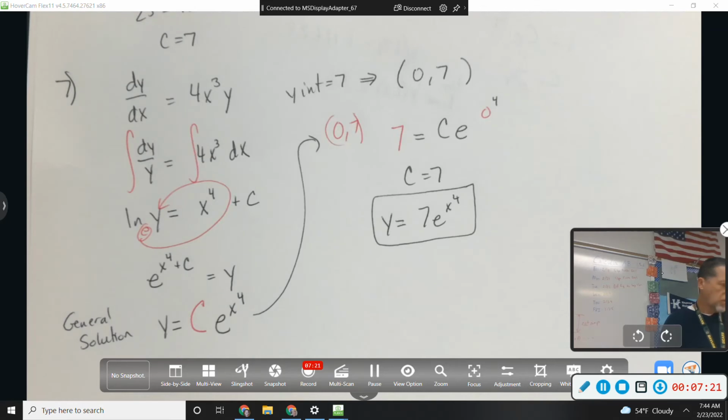Other questions on 1 through 8? Just kind of looking at them, nothing looks too crazy. 6 looks crazy, but we did 6 yesterday. Number 8.